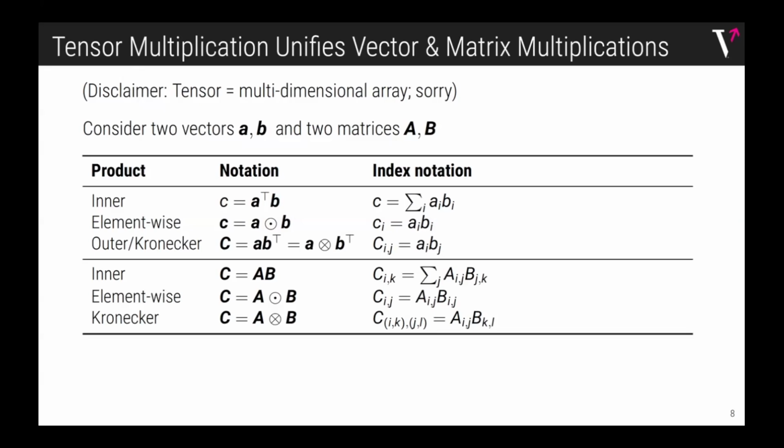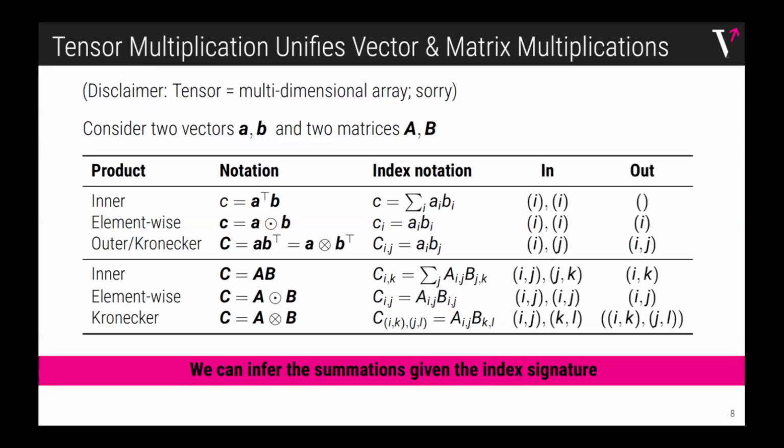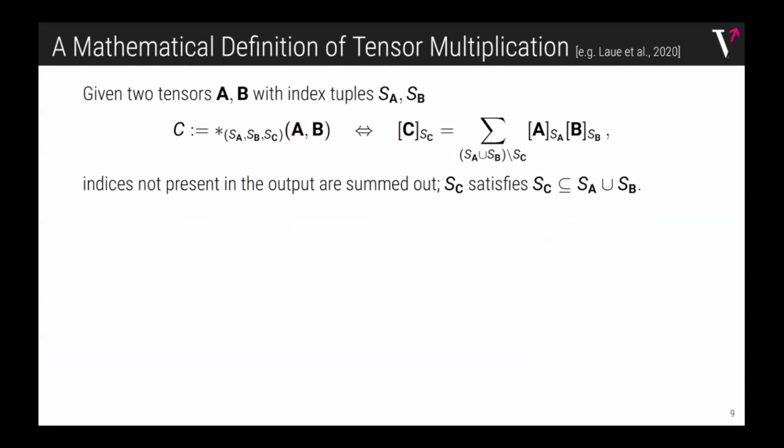But what is interesting is that we can infer what we have to do by just looking at the indices on the right-hand side and the indices on the left-hand side. Because if an index doesn't show up on the left-hand side, it means that it was summed out. It means that there was a sum, so we took a dot product on the way. And this is exactly what tensor multiplication uses to generalize the notion of dot products, matrix products to arbitrary tensors.